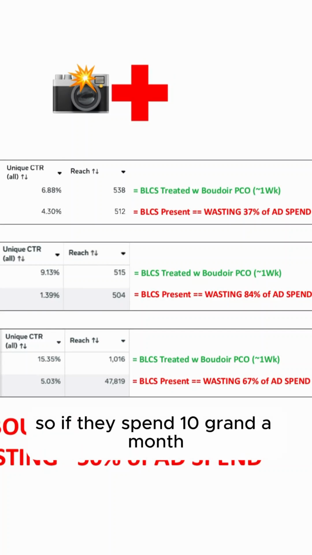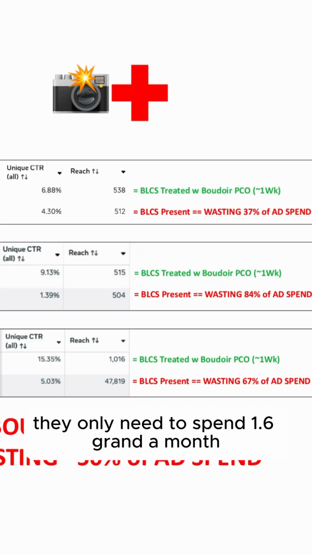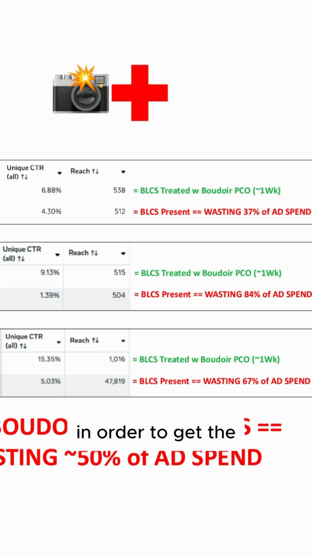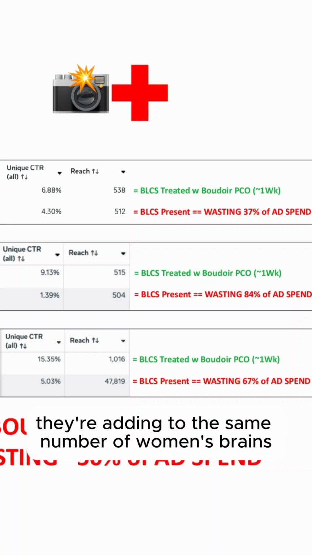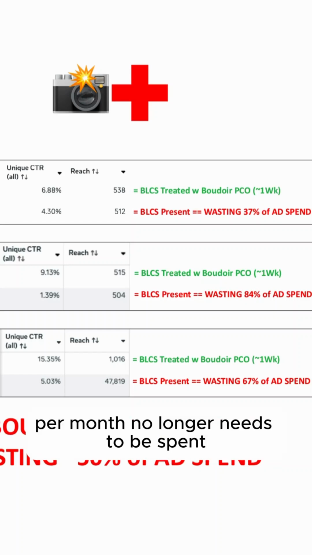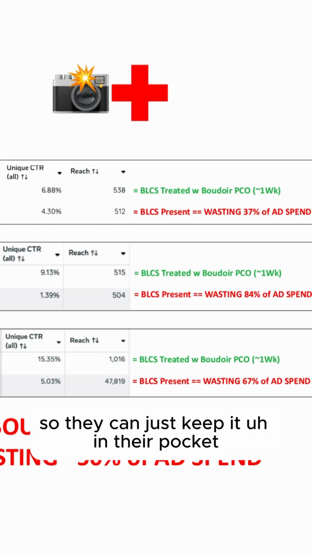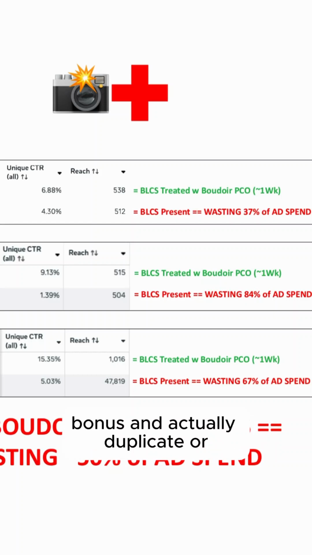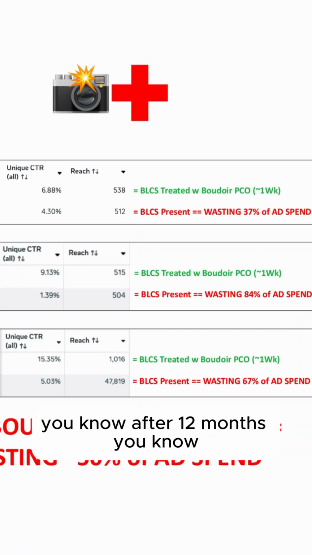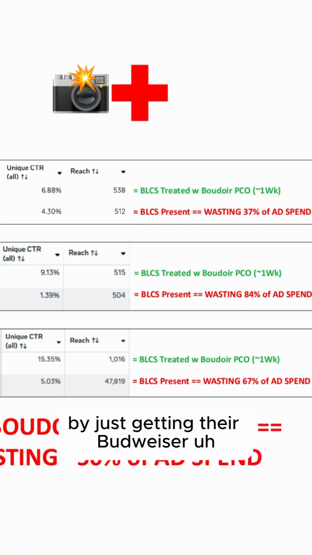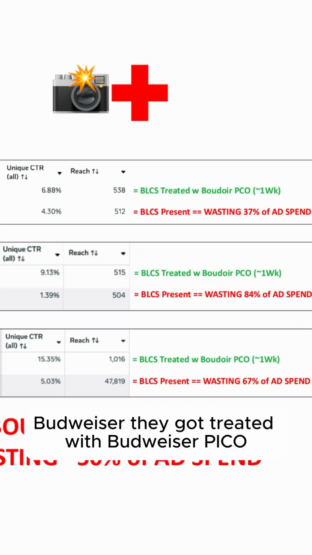So if they're spending 10 grand a month on the original Boudoir Facebook ad, now they only need to spend 1.6 grand a month on the Boudoir PICO treated Facebook ad in order to get their ad into the same number of women's brains in both scenarios. So 8,400 bucks per month no longer needs to be spent. They can just keep it in their pocket as a phantom bonus. After 12 months, it's a 100K phantom bonus just by getting their Boudoir Facebook ad treated with Boudoir PICO.